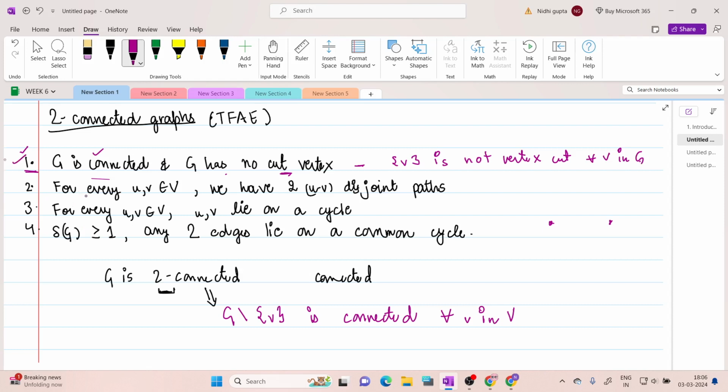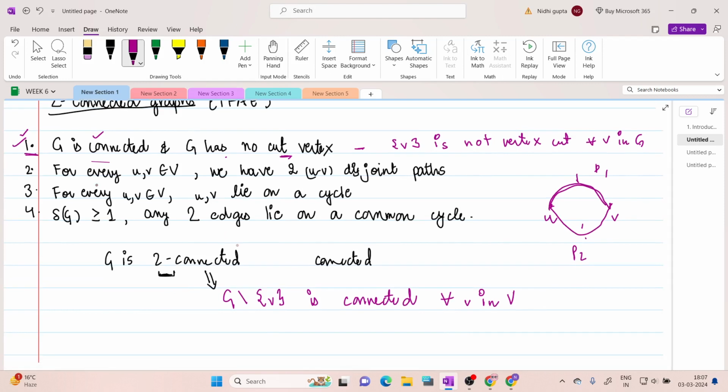Now the second definition is saying that if we take any two vertices U and V, for every two vertices U and V, we should have two UV disjoint paths. That is, we have a path P1, we have a path P2, and P1 and P2 should not have a common vertex. Thirdly, any two vertices should be lying on a cycle. That means if we take any two vertices, they should lie on a cycle.